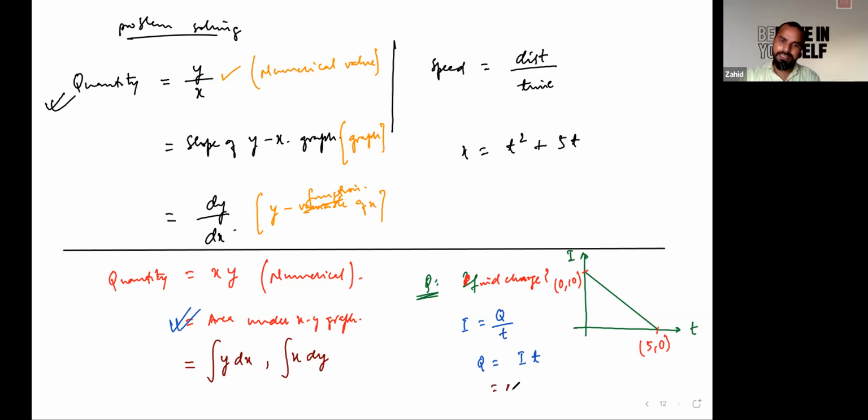This is nothing but the area under the current time graph. And from this graph, it is nothing but a triangle. So the area of a triangle is half base into height.